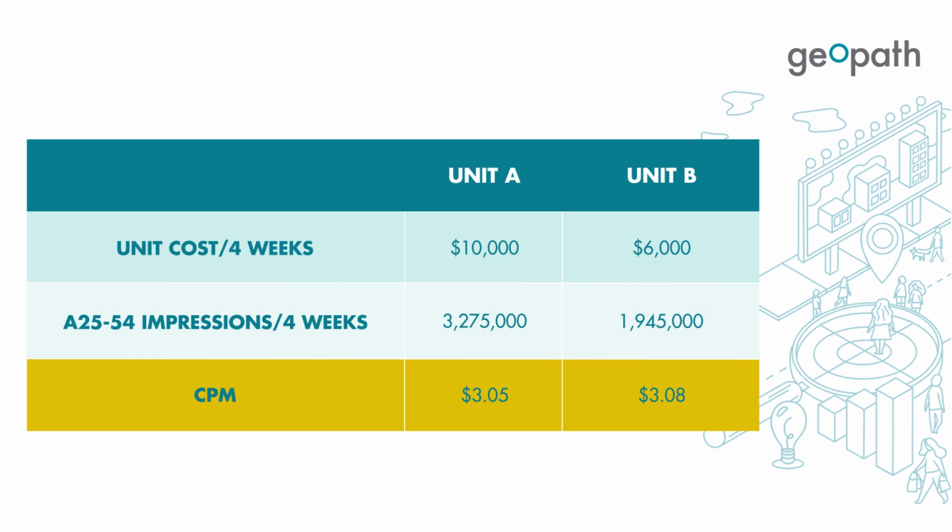Just remember that this is not always the case. If Unit A had 2 million impressions with the same cost, the CPM would be $5, making it less efficient. However, the unit may be a high-demand location and can command that kind of pricing. The CPM allows us to evaluate the value and is an important variable as it accounts for the audience and not just the cost. Let's now evaluate a single unit, but against different audiences.